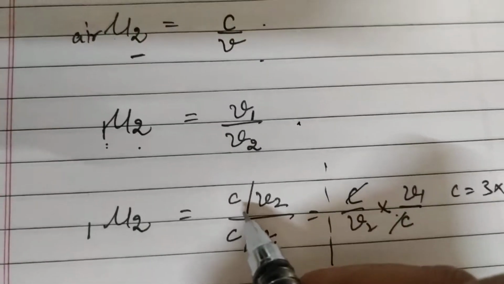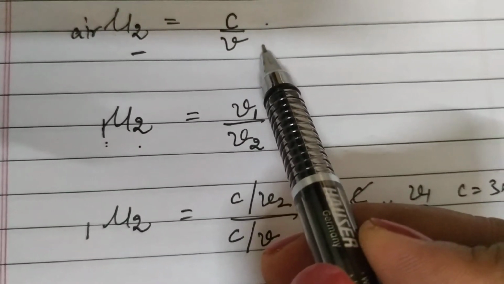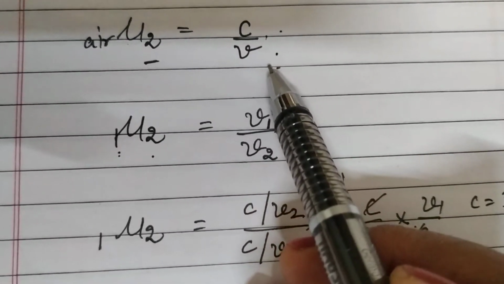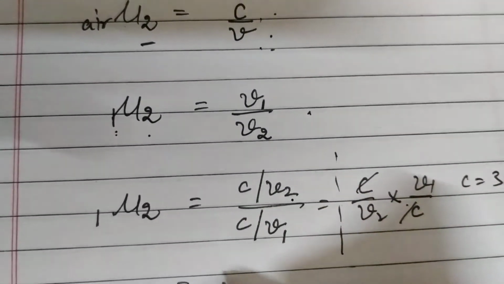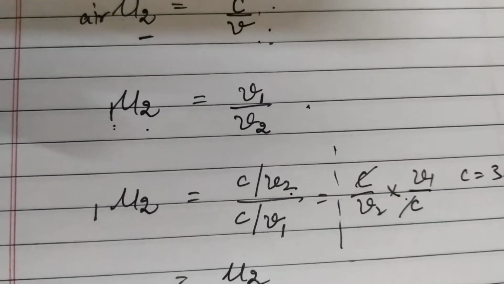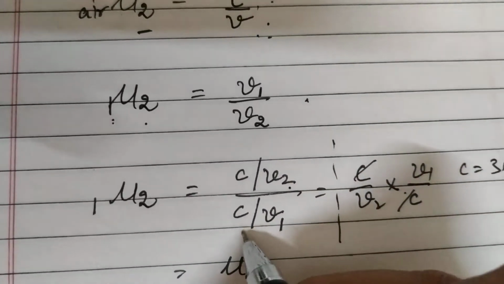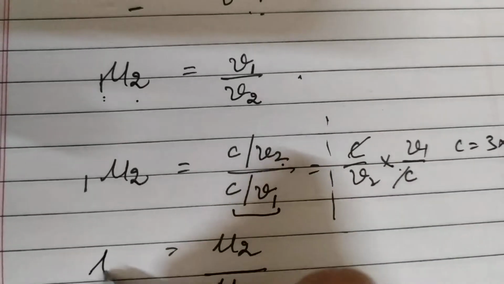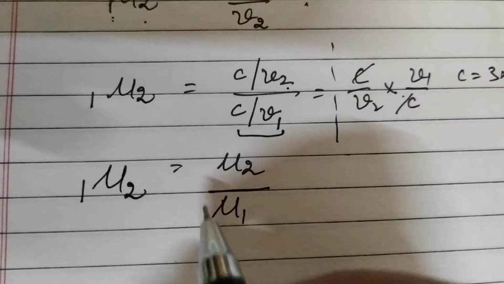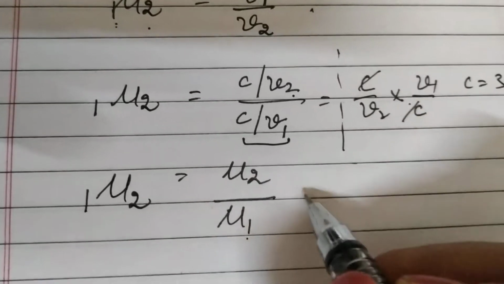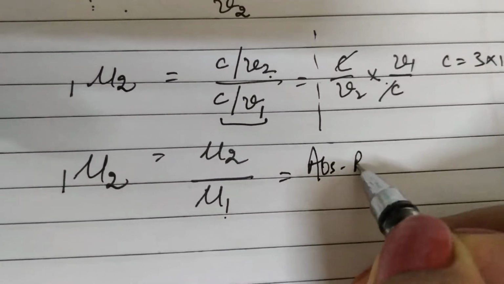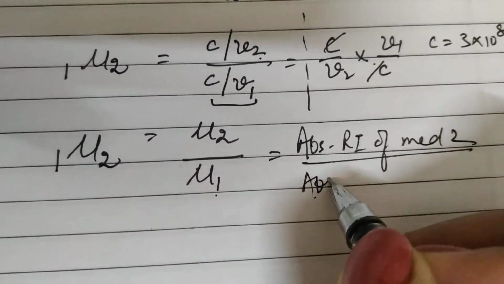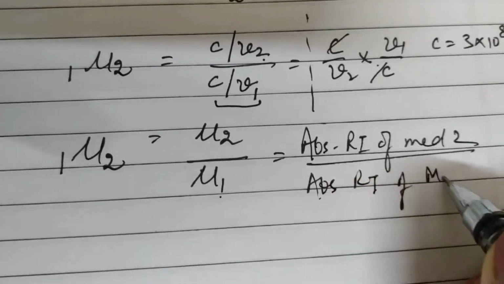Now what is this C upon V2? From the above formula, it is the ratio of velocity of light in air to the velocity of light in the second medium, so it will be mu2. And what will be C upon V1? Again it will be mu1. So mu2 with respect to 1 becomes mu2 upon mu1, where mu2 is the absolute refractive index of medium 2 and mu1 is the absolute refractive index of medium 1.